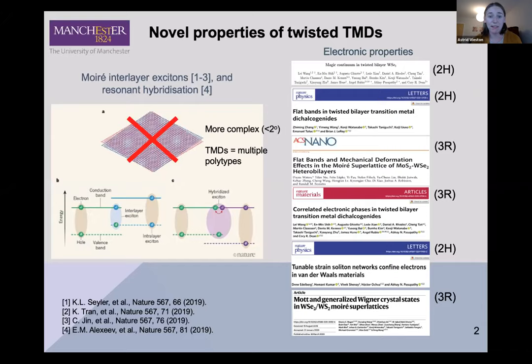But in TMDs, due to its asymmetric crystal structure, in a bilayer, we're able to get multiple polytypes, which also means we then get multiple superlattices. And we expect these to have different properties. We'll show this at the end of this talk with some conductive AFM where we show piezoelectric textures and layer polarization.